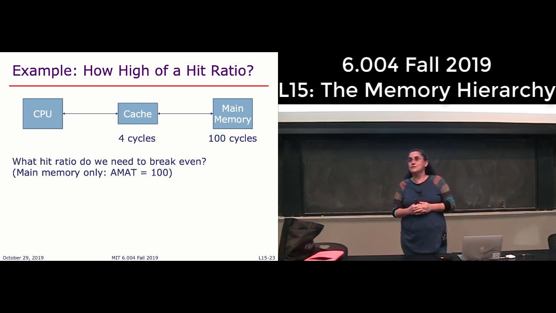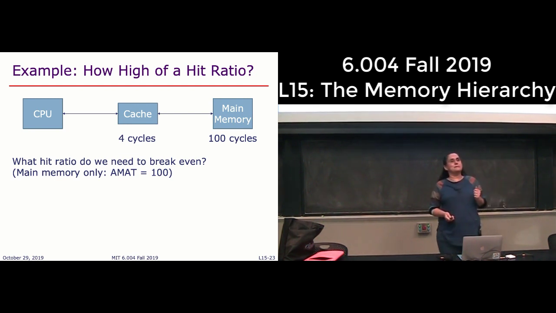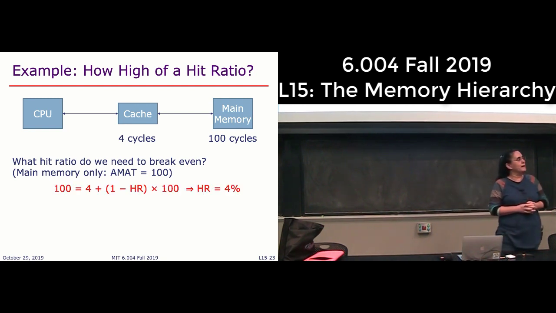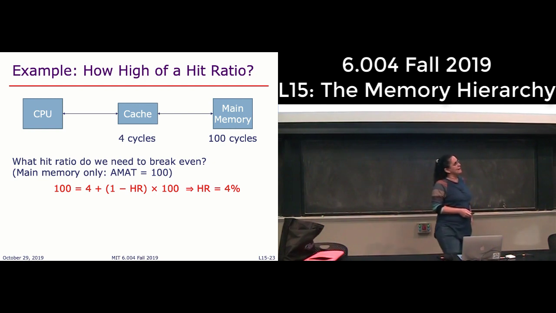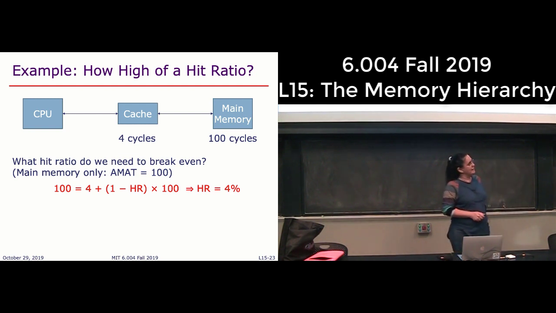If I didn't have a cache, I have to go to main memory, which takes 100 cycles. So I'm basically saying, figure out what the hit rate has to be in order to end up with an average memory access time of 100. So we plug in here our hit time, which is the time it takes to access the cache, is 4. Our miss rate is 1 minus our hit rate. And our miss penalty is the amount of time it takes us to access the memory. And so if we solve for our hit ratio, we get 4%.